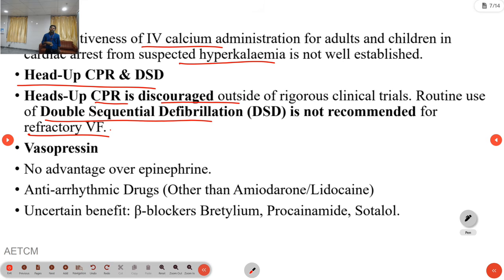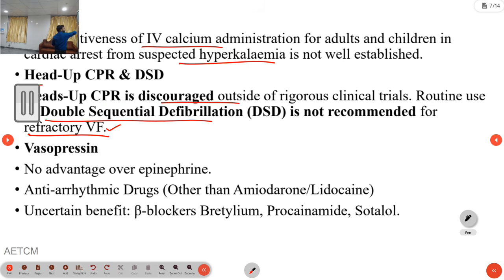After performing 3 defibrillation attempts, if the rhythm is not converting into normal sinus rhythm, then we can go for double sequential defibrillation. That was the previous guideline, but the recent guideline says that there is no need of double sequential defibrillation, especially in the case of refractory ventricular fibrillation. So please make a note of it.